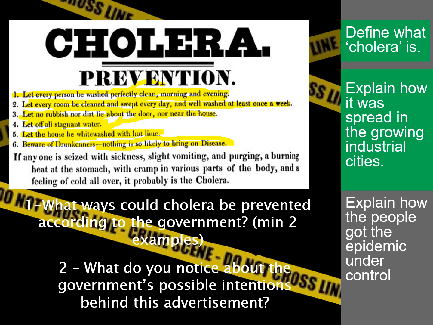So 2 questions for you to answer based on this piece of evidence that you can see here on the prevention. The first question asks, what ways could cholera be prevented according to the government? So 2 examples, write it in your notes or your jotter. And question 2, what do you notice about the government's possible intentions behind this advertisement? So what are they trying to say? Who are they trying to kind of blame for cholera maybe being there? And what type of people are they saying would likely catch cholera? So answer the 2 questions in your notes and then move the video on to the next task.